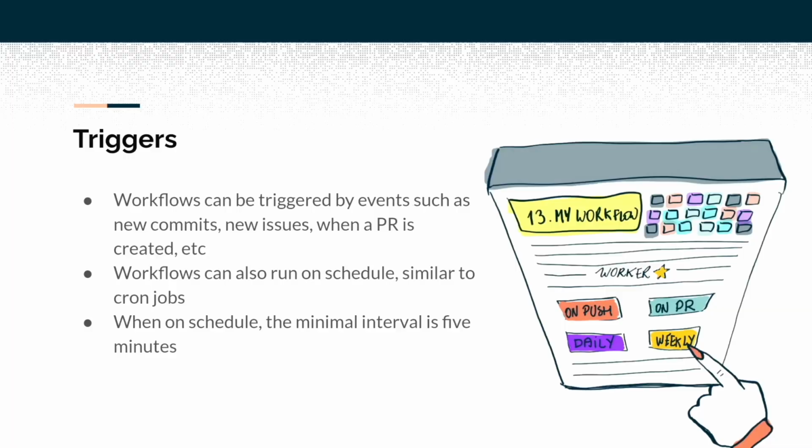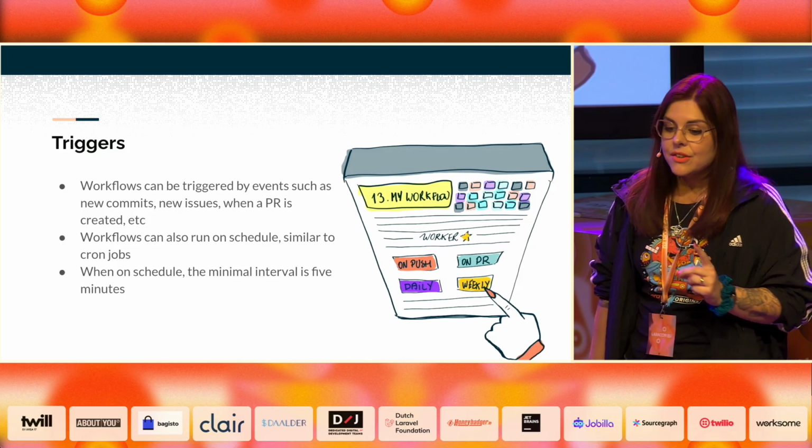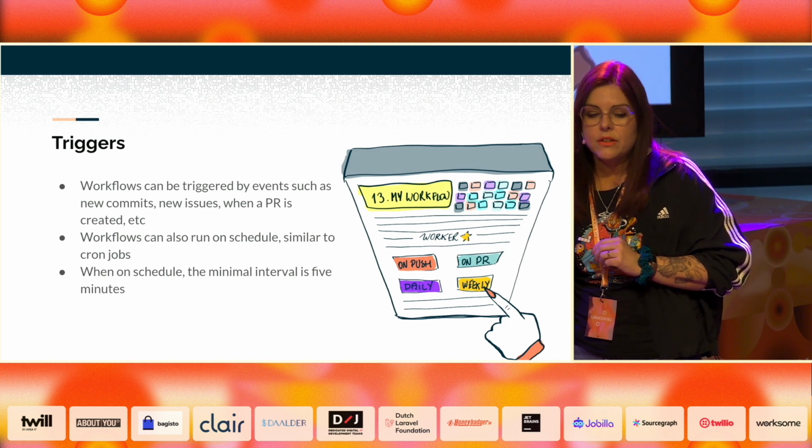And triggers. So triggers, this is what triggers a workflow, of course. And they can be triggered by events such as pull requests, a new commit, new issues. Also other things like new comments on an issue, or a new issue is created. But they can also run on schedule, and that is something that not everybody knows.